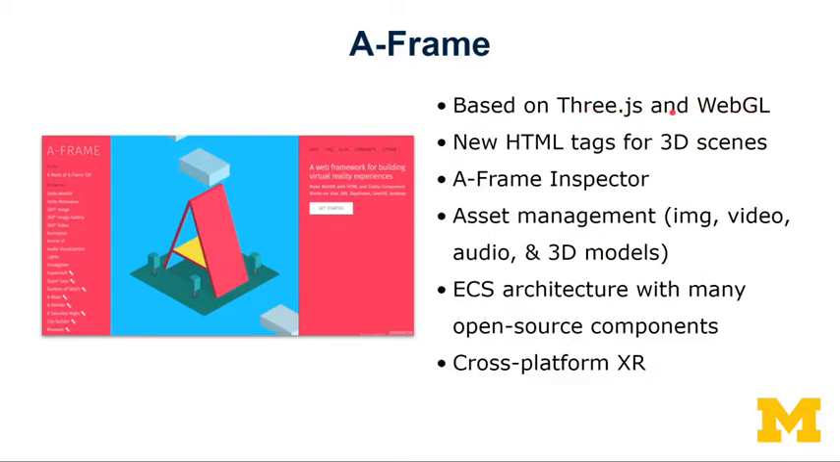So A-Frame is based on Three.js and WebGL. Three.js is a popular graphics library. It's actually a WebGL library on top of the web. I've talked about this before. And so it allows A-Frame to render 3D scenes. What A-Frame now does is introduce new HTML tags for 3D scenes. They all start with an a-dash: a-scene, a-box, a-sphere, a-cylinder, or a-camera, or a-entity.